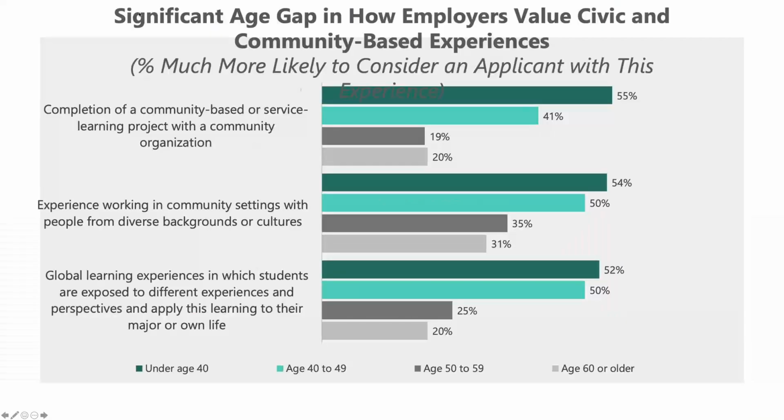So looking specifically again at differences in age and which skills or experiences were valued the most. You can see that the dark green bar represents those under the age of 40, and those under the age of 40, as you can see here, are valuing service learning projects, experience working in community settings, more so than those that are older employers.